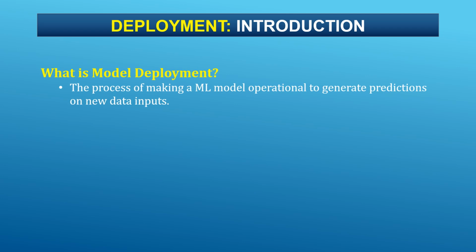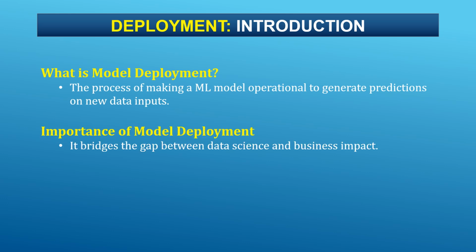What is model deployment? Model deployment is the process of making a machine learning model operational within a production environment to generate predictions on new data input. It involves integrating the model into existing systems so that it can be used to support decision-making processes.